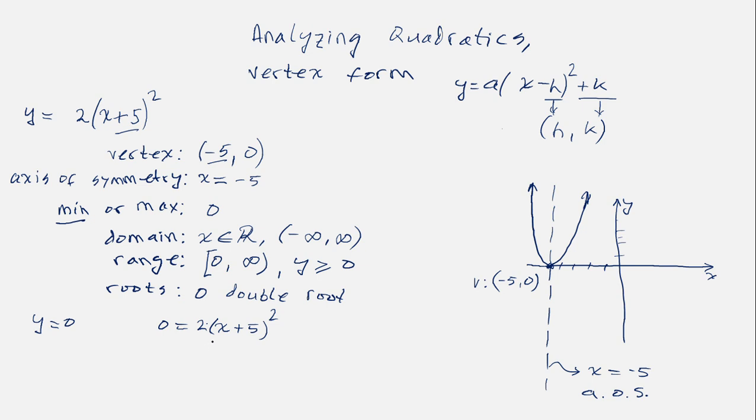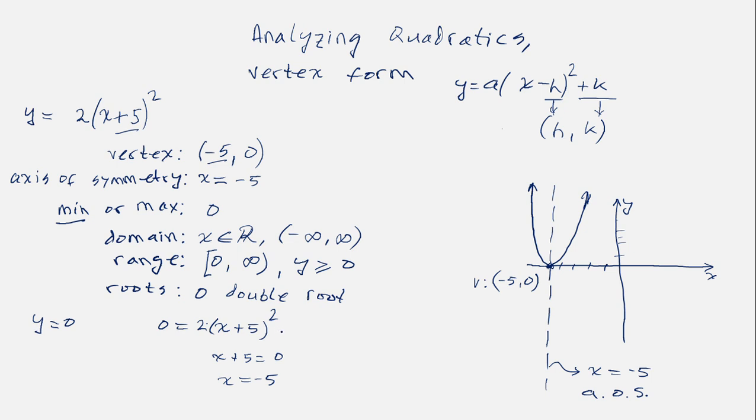Another way to think about it is, how do we find what will make the whole thing 0? Well, we set this equal to 0, right? Because it all depends on what x is. So if we set x plus 5 equal to 0, move 5 over, we get x equal to negative 5. Again, we need to remember that we have a square here, which means we have a double root.